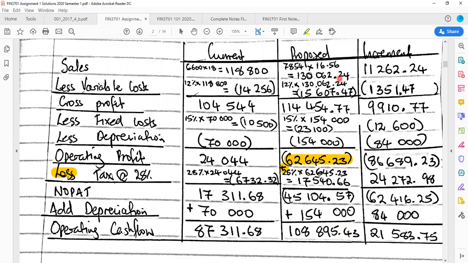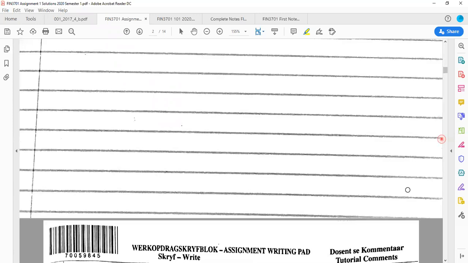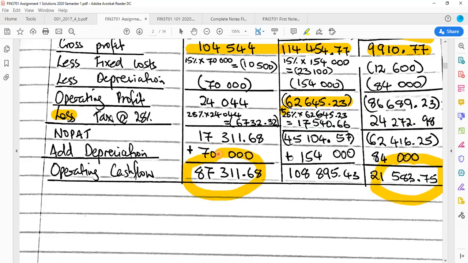And then lastly, we just say proposed minus current to get the increment, and we keep doing that until we get to the bottom, and we will get the same answer when we say proposed minus current. So we get an operating cash flow of 21,583.